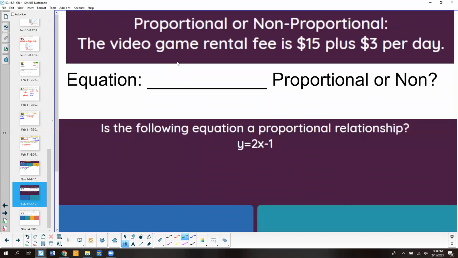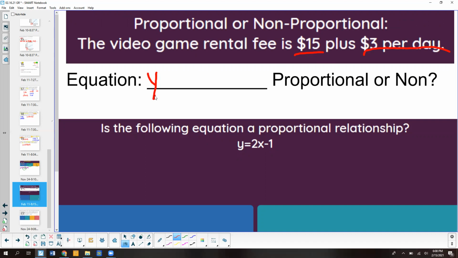All right, proportional or non-proportional. The video game rental fee is $15 plus $3 per day. What's the equation? Is it proportional or non-proportional? Well, we've got a rental fee of $15, that's a one-time fee, plus $3 per day.